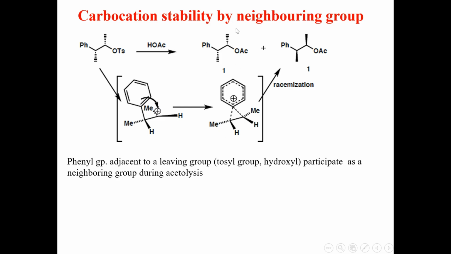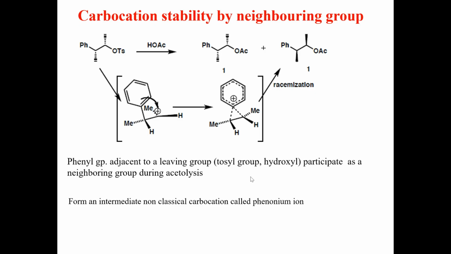Hence, carbocation stability can occur by participation of the neighboring group also. And this type of carbocation, where a bridge is found between two carbons, one the carbocation and another the adjacent carbon, are called bridged carbocations. These are phenonium cations. These are the 5 factors which stabilize the carbocation.